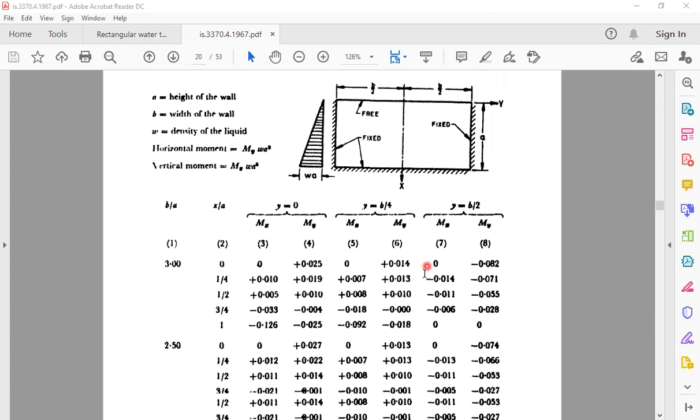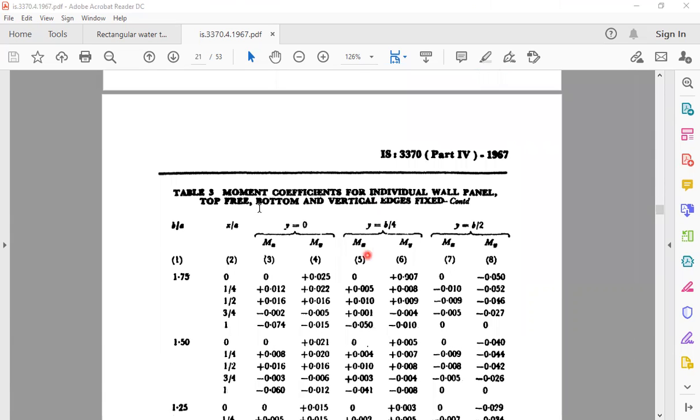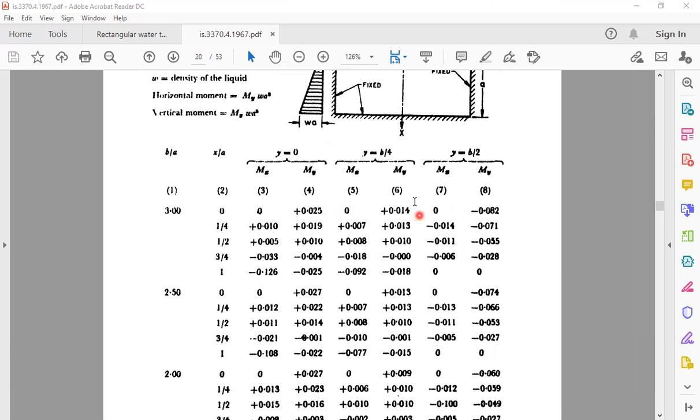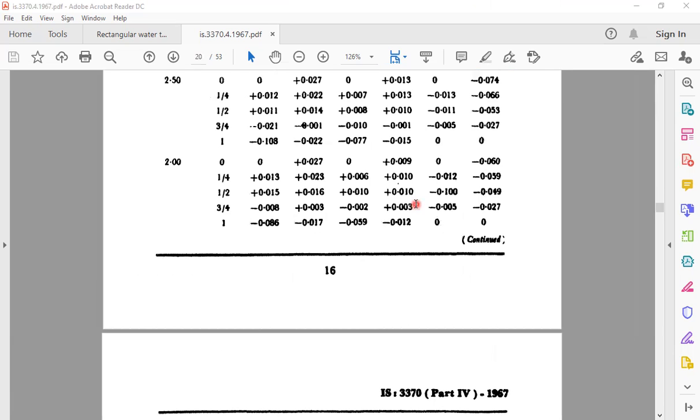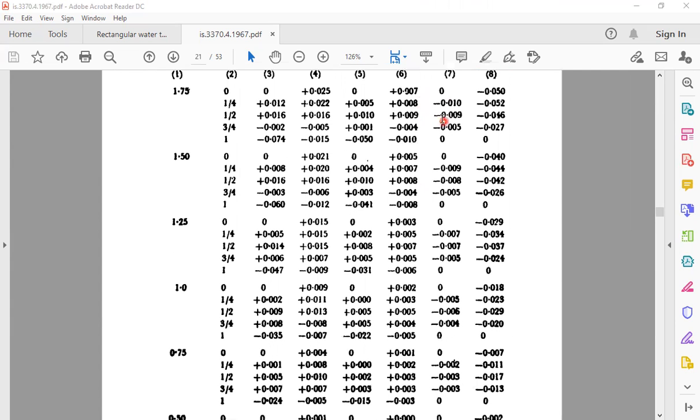And next, what we have is the third one, table 3, moment coefficient for individual wall panels for top free, bottom and vertical edges fixed. This is the same one, it is continued here. So these are the three tables for individual panel moment coefficients. Whatever we have studied now is for the individual panel moment coefficients, to obtain the individual panel coefficients.